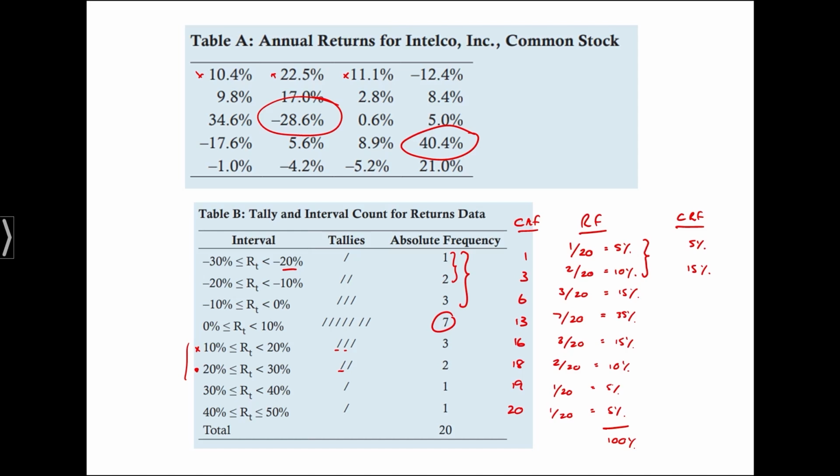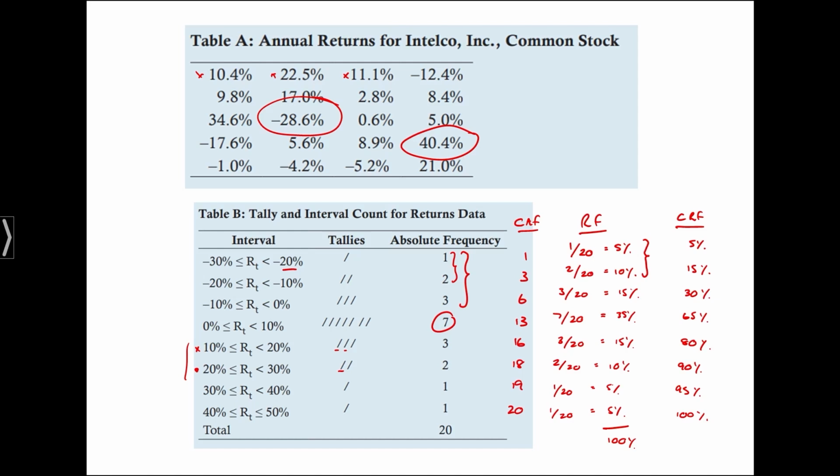What proportion of observations have a return of less than 0%? Well, let's add the 15, so we're now running at 30%. 30% of all of our observations are negative, i.e. have a return that is less than 0%. And we could keep on going, so add the 35 to get 65%. So 65% of all observations are less than 10%. Add 15 to get 80%. And I'm just going to keep on doing this, 90%, 95%, and 100%. So, of course, what we're saying is 100% of all observations are less than or equal to 50%.